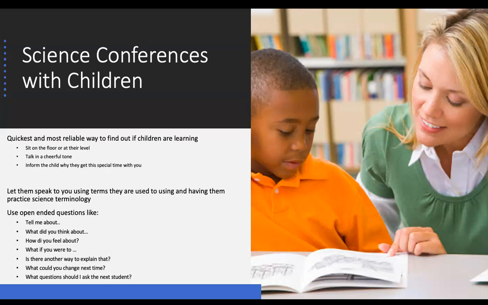And then you use open-ended questions like, tell me about what you did in this experiment or what you predicted. And then you can ask them things like, what did you think about when making these predictions? How did you feel about the results or outcome of this experiment? What if you were to not put any water in the seed? Do you think it would still germinate? Is there another way to explain that? If you were to do this experiment again, what would you change next time? And then you can also ask the student what questions you should ask the next student.